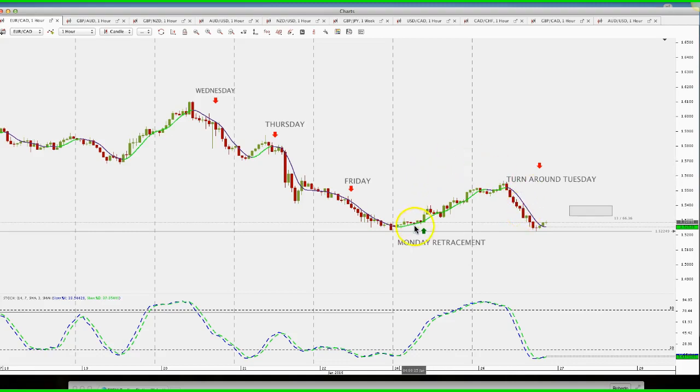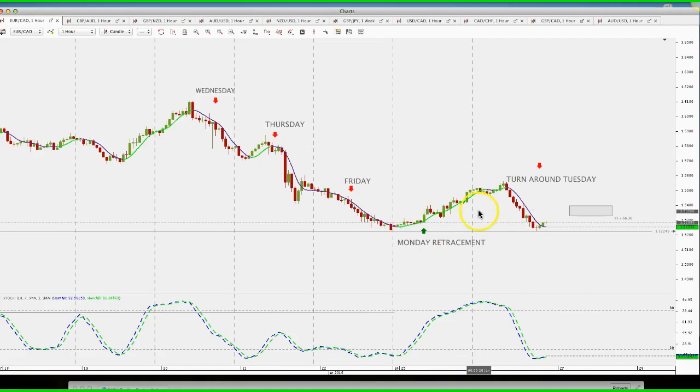The same thing applies when the market's in an uptrend and the moving average line is slanted up. Monday is a retracement day, and I'm always looking for trade signals on the 15-minute chart to buy. The sell-off happens Wednesday, Thursday, Friday. Mondays are retracement days. Tuesdays are a turnaround.